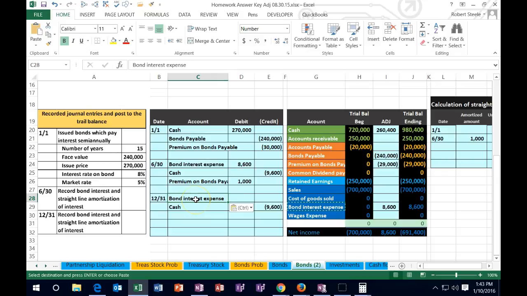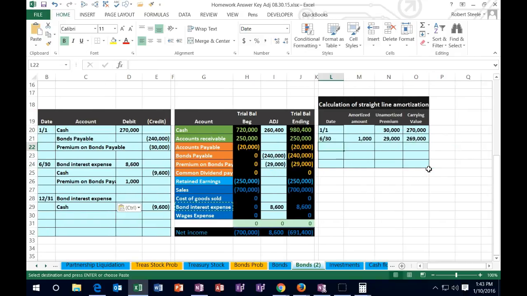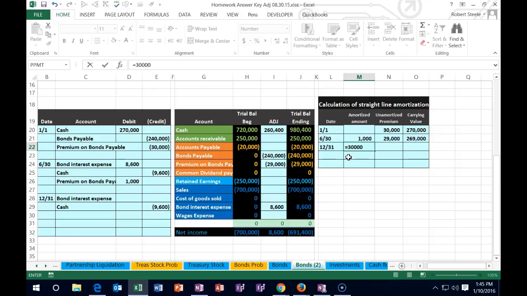Now you would think that we would debit it by the 9.6, but we've got the premium over here that we need to amortize over the life of the bond, and we're going to amortize it using the straight line method. So if we go to our amortization table, as we do this on 1231, we're going to do the same thing here. So how much are we going to amortize? Well, of course, we're going to amortize the same 1,000 because it's a straight line method. But how did we get that? We take the 30,000 divided by 15 years times 2, meaning we have 30 periods. Divided by 30 is going to give us the 1,000 per period.